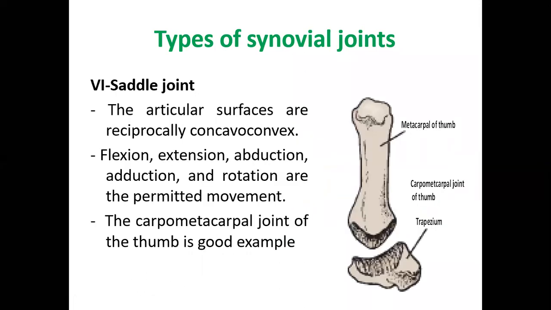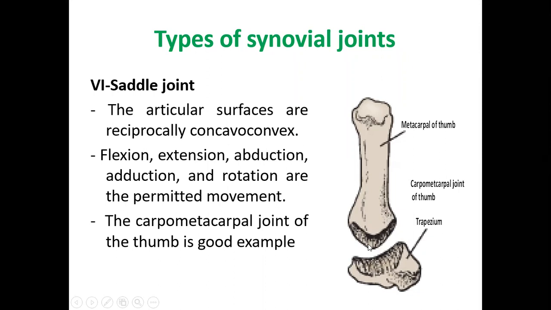Then there is also another type, called the saddle type. This is the sixth type of joint, called the saddle joint. The articular surfaces are reciprocally concavo-convex. So one is a convex surface and the other is a concave surface.